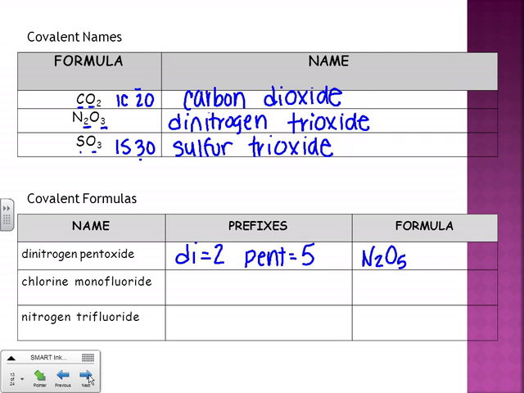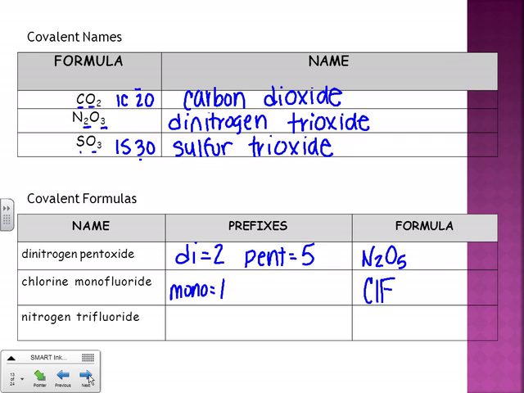Next we have chlorine monofluoride. Okay, so it doesn't tell us a prefix on chlorine here, so we can assume that it was supposed to be mono, but we don't have mono on the first name. And then we have another mono with fluoride. Okay, so each of these has 1 of that element. So we have Cl, 1, and then F.